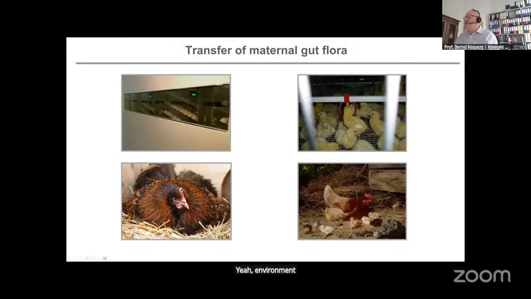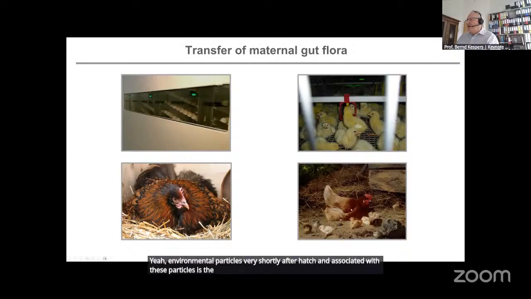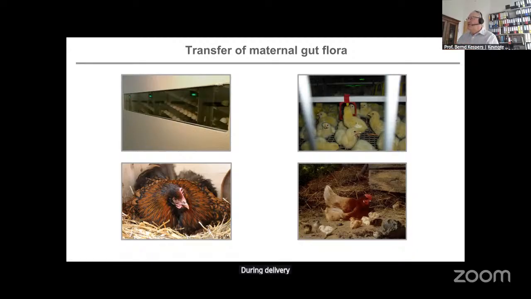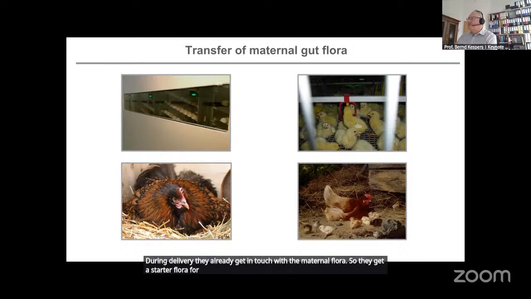that these young chicks will pick up all kinds of environmental particles very shortly after hatch, and associated with these particles is the gut flora of the hen. And if you think about mammals, this is what happens in mammals during delivery. They also already get in touch with the maternal flora, so they get a starter flora for their gut, and that is not really the case in these birds, at least not a proper flora.